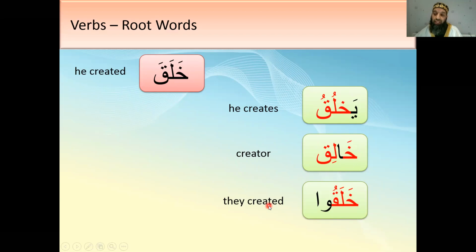Khalaqu means they created. So this is just an example to show you that the root word can be modified to make new meanings. These all have one thing in common, and that is their root word is khalaqa. That's where you get makhluk from as well. Makhluk comes from there. It's an Urdu word which means creation, etc. Everybody happy with that? Any questions? These are just examples at the moment.